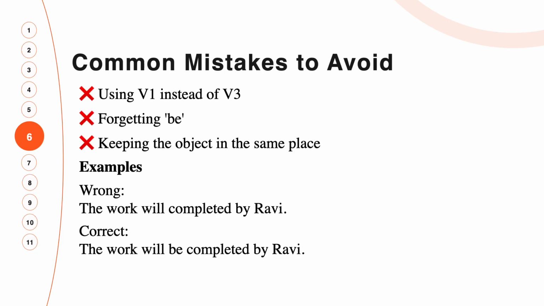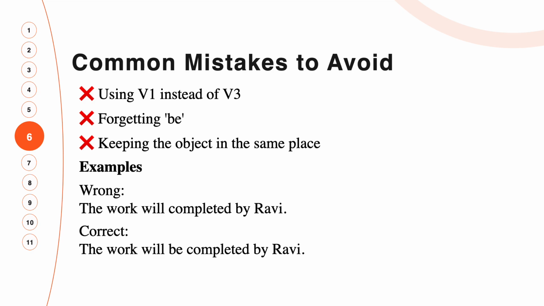Now let's move on to common mistakes to avoid. So first one is using version 1 instead of version 3. Now second one is forgetting be. And the third is keeping the objects in the same place. Now let's look at the example. One which is wrong and one which is correct.